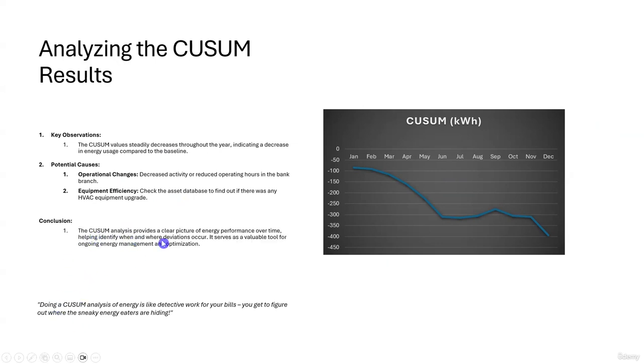Conclusion: the CUSUM analysis provides a clear picture of energy performance over time, helping identify when and where the deviations occur. It serves as a valuable tool for ongoing energy management and optimization.